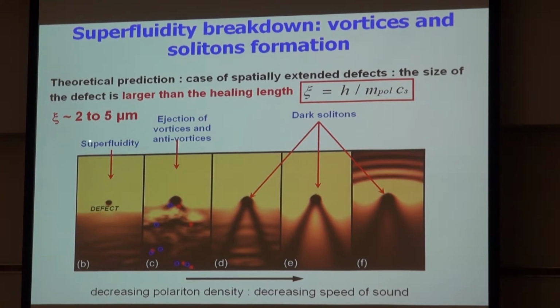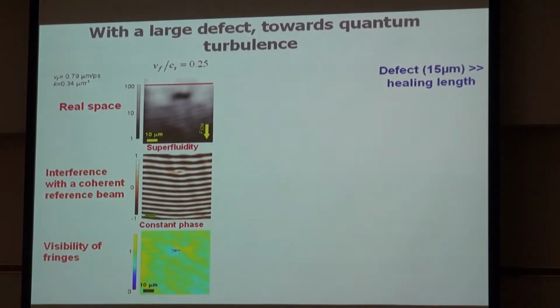So this is again what was predicted by Carusoto and Ciuti. Here we start from the superfluid case, and we decrease the polariton density, so that decreases the speed of sound. So the polaritons, which were before below the speed of sound, can now be higher than the speed of sound. But doing that slowly, you see here some intermediate regions where vortices are created, and here dark solitons appear in the wake of the defect. And so this was the theory, and then we have done the experiment.